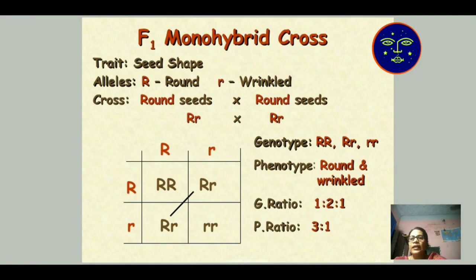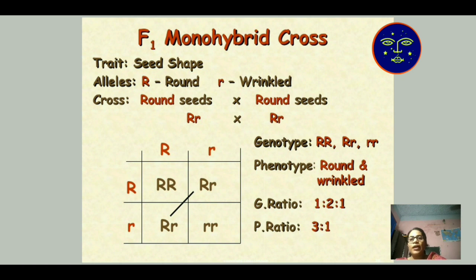Then in this F1 monohybrid cross, the genotype comes. Genotype means what is not seen by our eye, but gene expression is there. So three types of result come in the genotypic ratio: capital R, capital R, the hybrid form capital R, small r, and the recessive character small r, small r, which is known as the genotype, which is not seen by our eye. The ratio is 1 is to 2 is to 1.